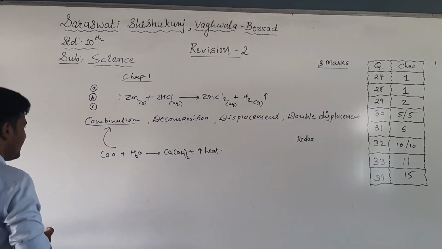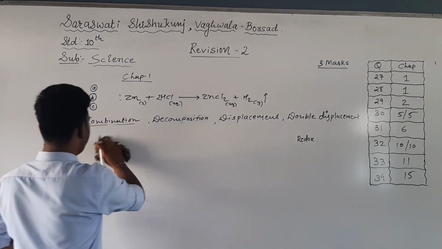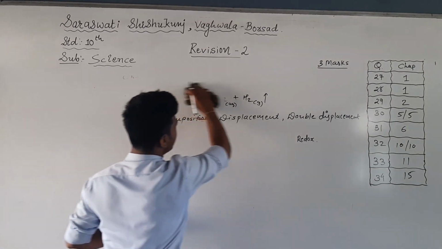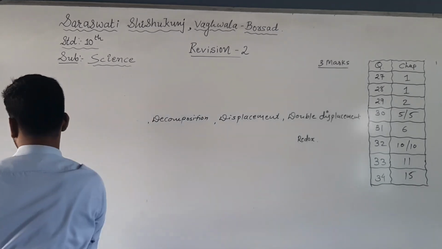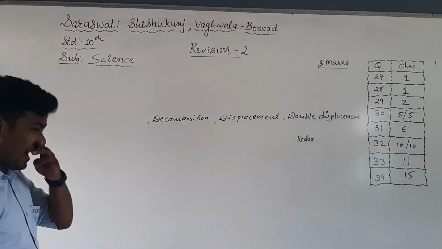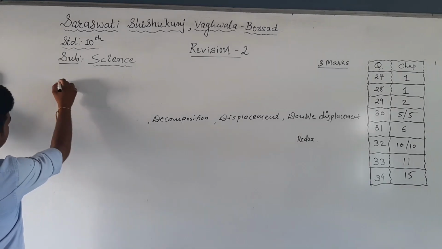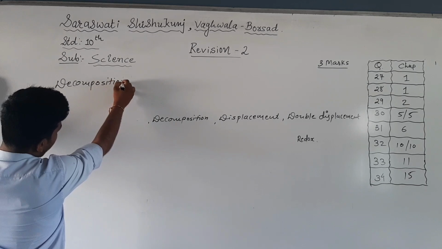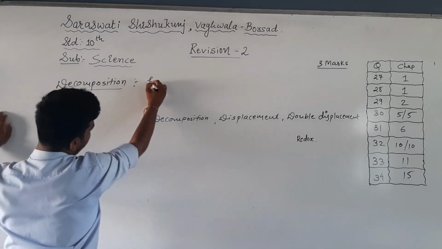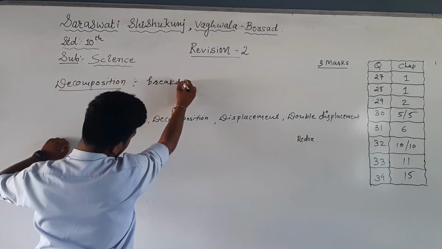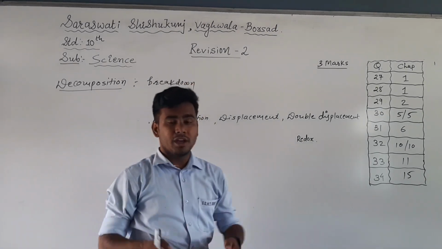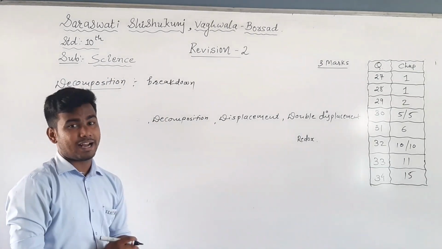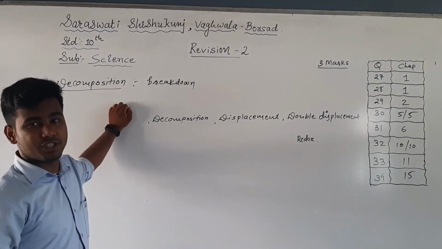Now let's discuss one of the important questions for 3 marks, which is decomposition reaction. That is a very important one, because as you have studied, it is of 3 types, so there is more probability to ask decomposition reaction. First of all, how will we write decomposition reaction? Simple, decomposition reaction means to break down. The reaction in which one reactant is broken down into 2 or more products is considered a decomposition reaction.